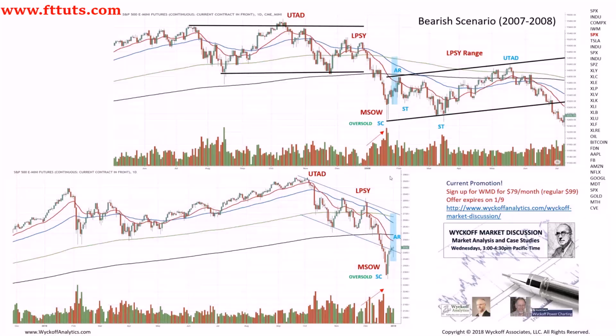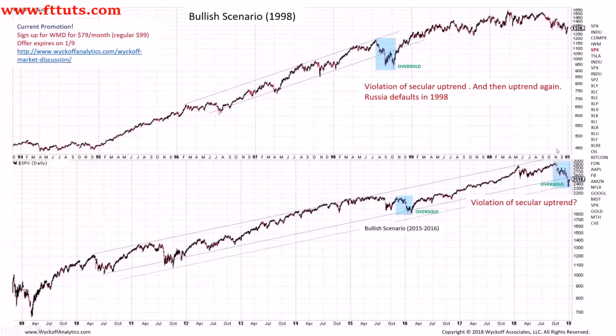All right, let's look quickly at a different scenario. This is not necessarily the preferable scenario for me. I'll show you another bullish scenario that I like more. But I want to point your attention to two blue boxes here. One of them comes in 1998. And obviously we could compare these analogs based on the economic environment and where we are in the cycle.